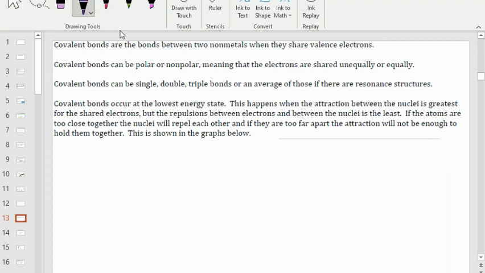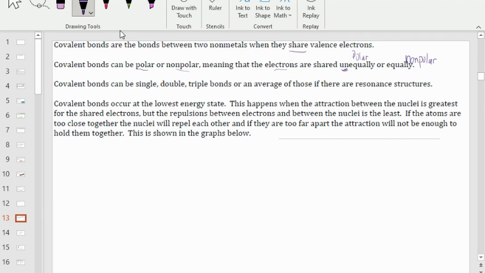They're spotty. All right, covalent bonds then are bonds between two nonmetals. They're going to share valence electrons. They can be either polar or nonpolar, meaning that the electrons are shared either unequally, which would be polar, or equally, which would be nonpolar. And what do we use to determine that? Electronegativity, right. We identify it by using a straight line, but we use electronegativity to figure out what it's going to be. Covalent bonds can either be single, double, or triple.